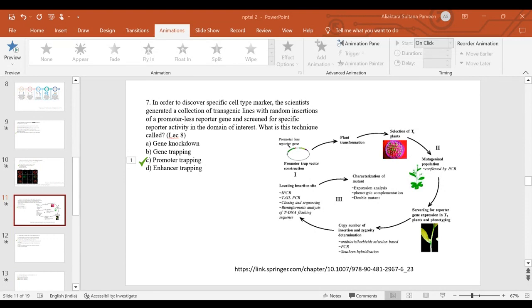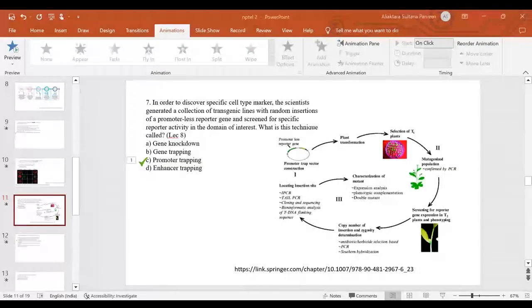So this kind of study is basically done for the identification of new promoters, or putative promoters, of a specific gene. I have a new gene, and I don't know what other promoters can regulate it, or by what promoters it can be regulated. So for that, this kind of study is done. This is known as promoter trapping, and this option is talking about gene knockdown.